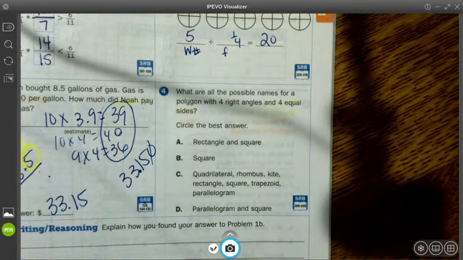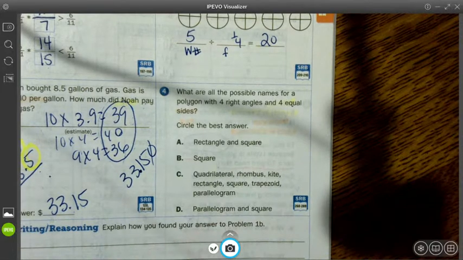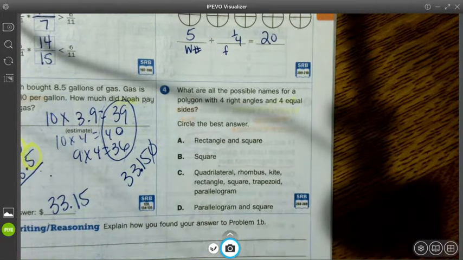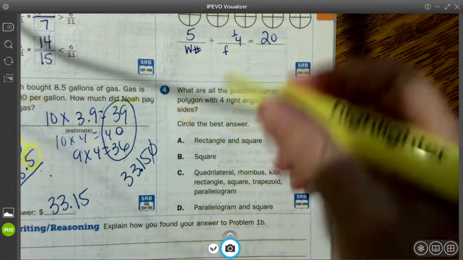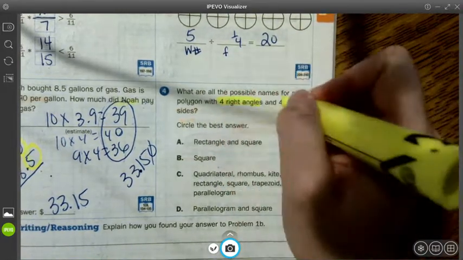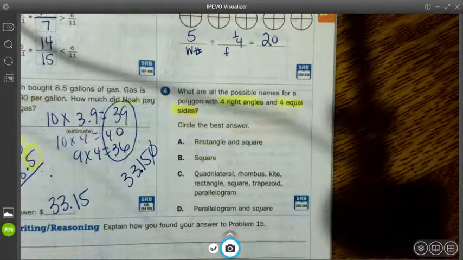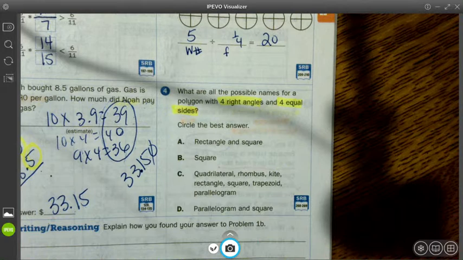Last but not the last problem we're going to do, I'm not going to have you do the written explanation down here, but I am going to show it to you. But the last one we're going to look at is number 4. Number 4 says, what are all the possible names for a polygon with 4 right angles and 4 equal sides? So it has to have those key components. It has to have 4 right angles and 4 equal sides. So go ahead and pause the video and read through your solution and possible answer choices and circle the best answer. So you're only circling one.